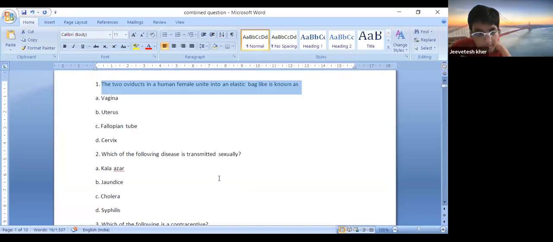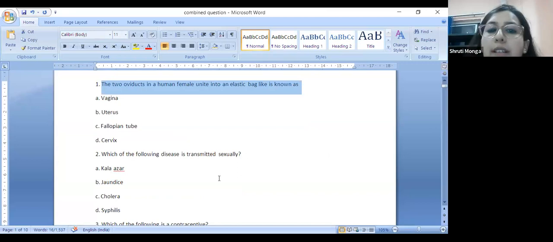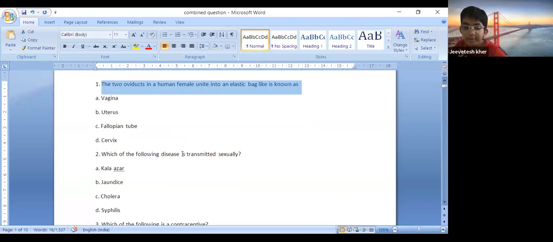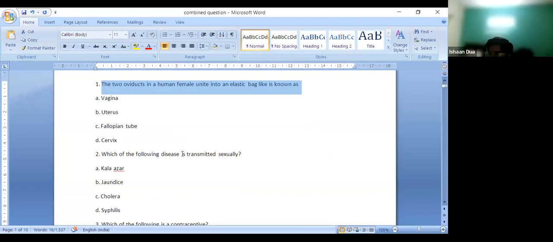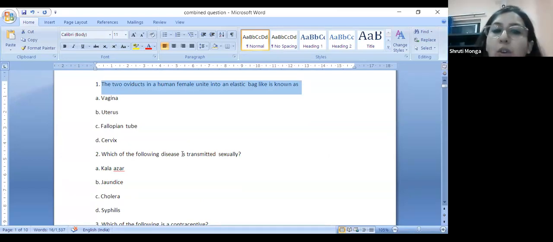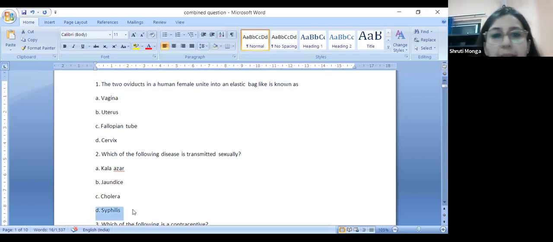See question number 2. Which of the following diseases is transmitted sexually? Yes, Jagdish. I'm not sure. Is it option D? Okay, let everybody else answer. Yes, Ishan. Same answer, option D. Same, I also think the same. Yeah, you all are correct. So the correct answer is option D.